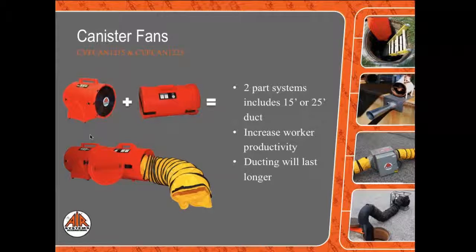Your bottom line can be affected by which axial fan you select. The canister fan is a two-part system which includes a duct canister and axial fan. The ducting canister quickly and easily attaches and detaches from the axial fan, making for faster setup and teardown, increasing worker productivity. It also extends the product life of the ducting during transport and storage.